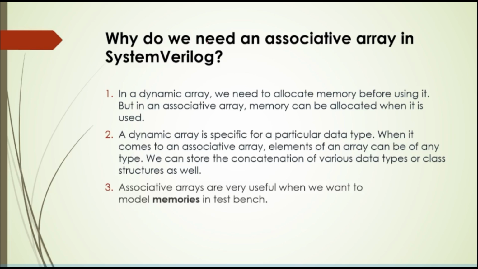As I told you, we have already discussed this point. Why do we need associative arrays? In a dynamic array, we need to allocate memory before using it. But in an associative array, memory is allocated only when it is used. Until we use it, the memory won't be created, but that is not the case in a dynamic array. A dynamic array is specific to a particular data type; this is one more important thing, because a dynamic array can only be indexed by integers, but with an associative array we can use any kind of data type we need.